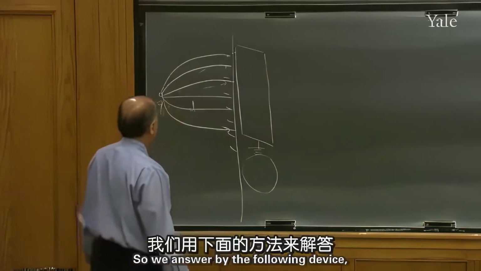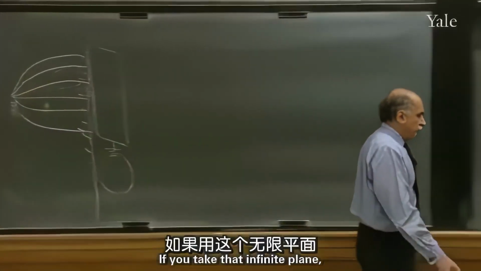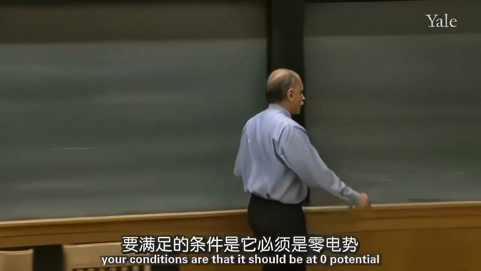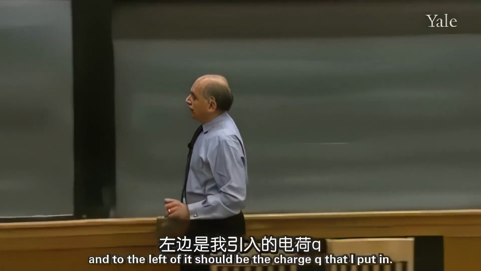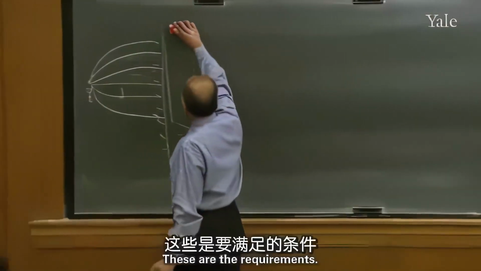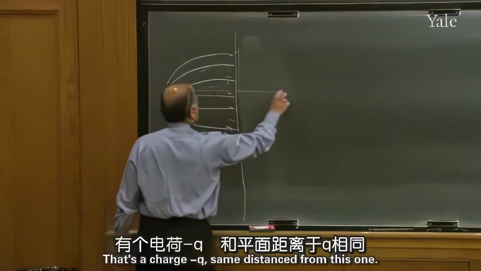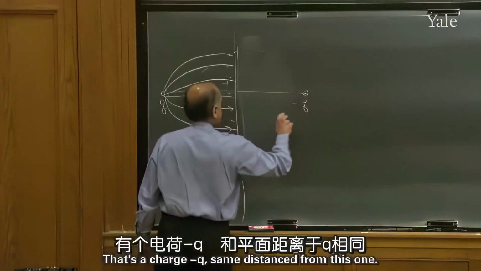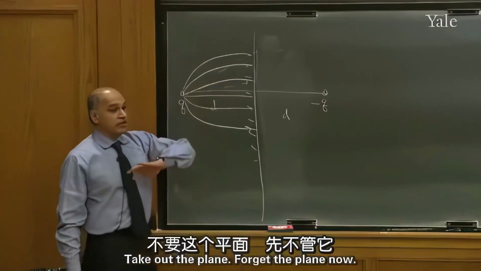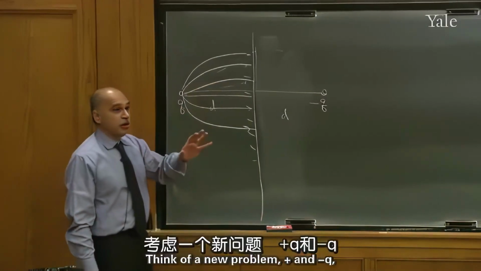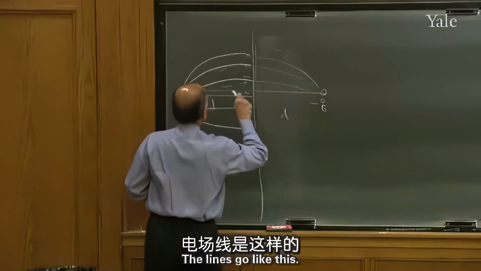So we answer by the following device, which is what I was trying to tell you last time. If you take that infinite plane, your conditions are that it should be at 0 potential and to the left of it should be the charge Q I put in. These are the requirements. So you dream up another problem, but that's a charge minus Q, same distance d from this one. Take out the plane, forget the plane now. Think of a new problem, plus and minus Q, and you've done that many, many times. The lines go like this.